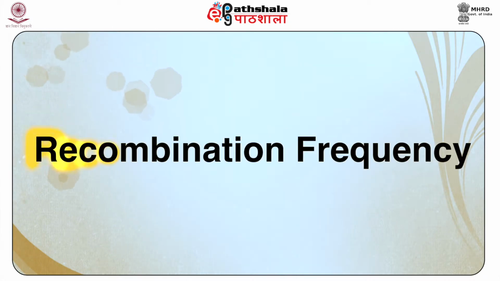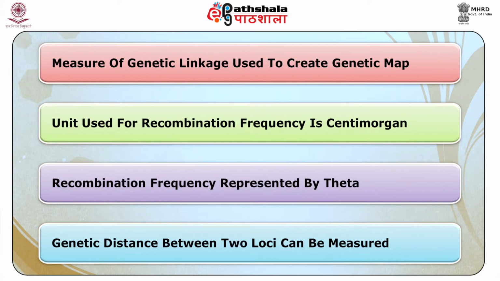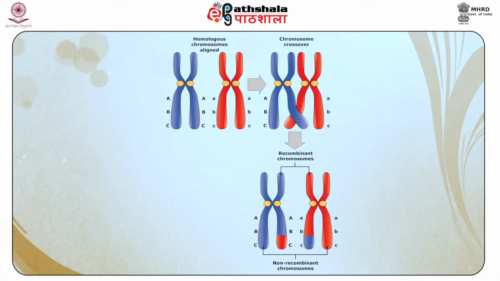Now, we will be studying recombination frequency. It is a measure of genetic linkage used to create a genetic map. The unit used for recombination frequency is centimorgan, that is cM. Recombination frequency, represented by theta, the genetic distance between two loci, can be measured in this way. Physical crossing over during meiosis I is a normal event. The effect of this event is to rearrange heterozygous homologous chromosomes into new combinations. The term used for crossing over is recombination.